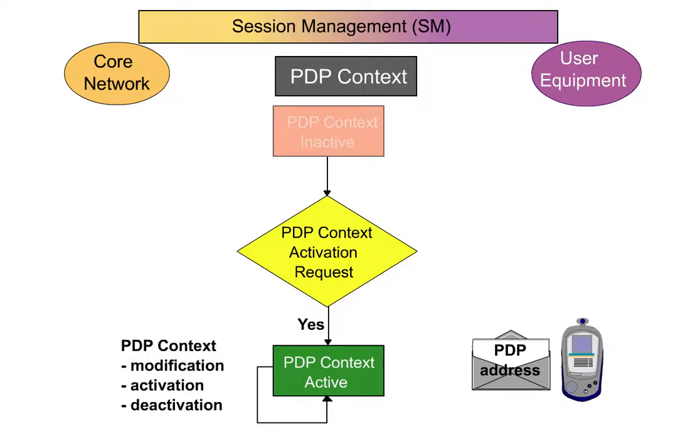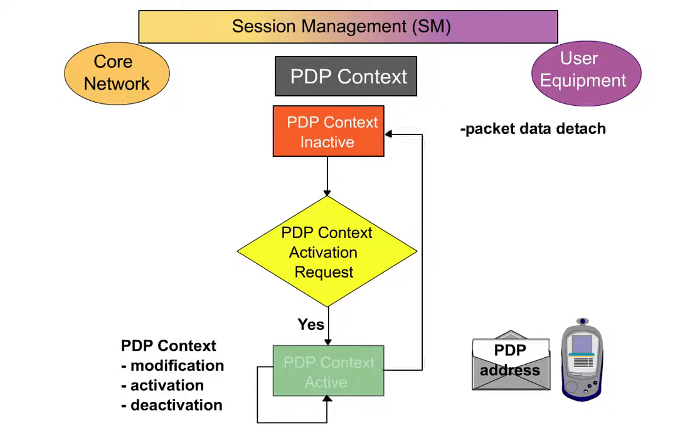Further PDP context can be activated in addition to the existing PDP context. The user equipment can switch to the inactive state through a packet data detach or after deactivation of the last PDP context.